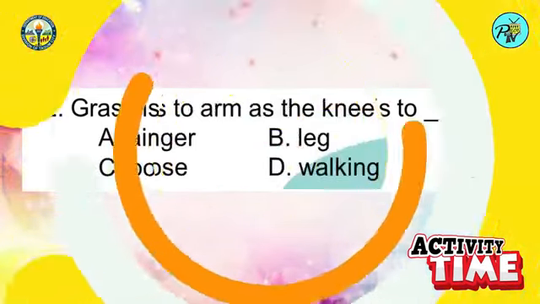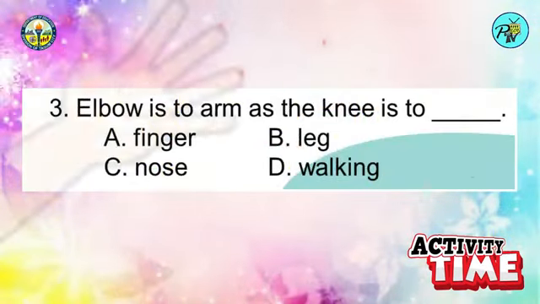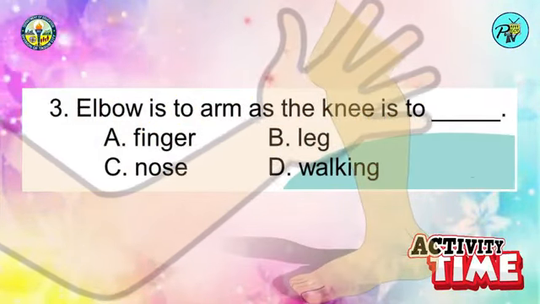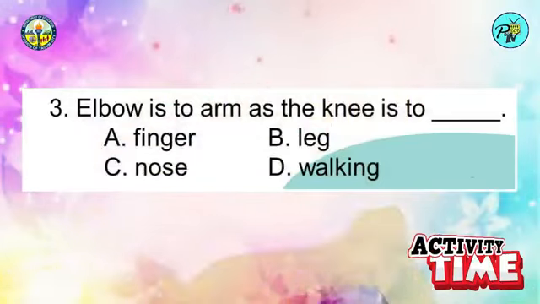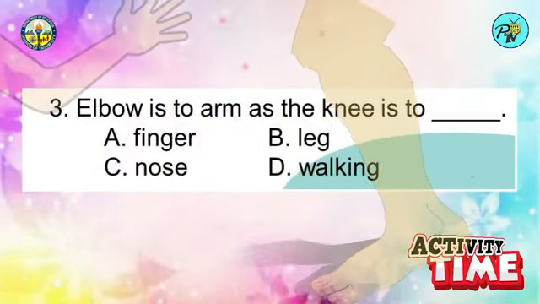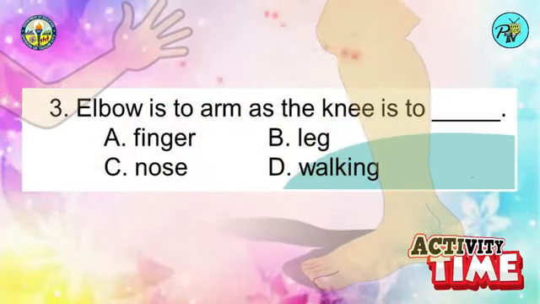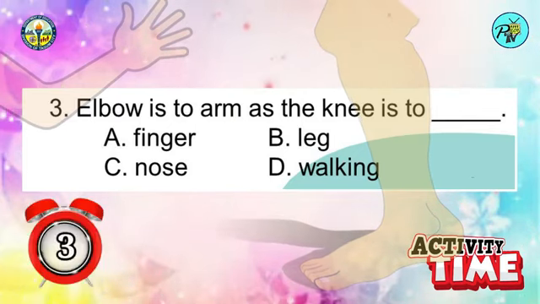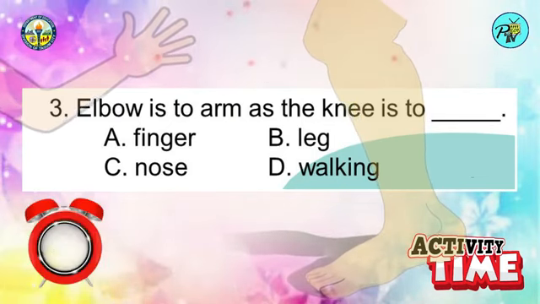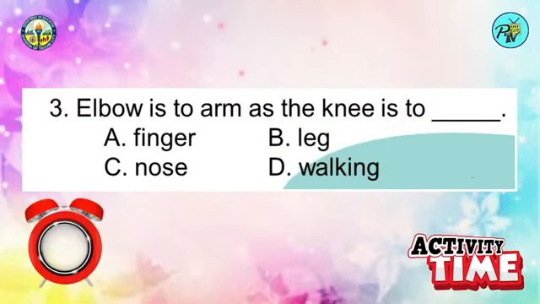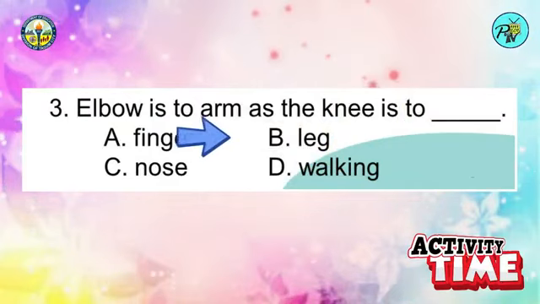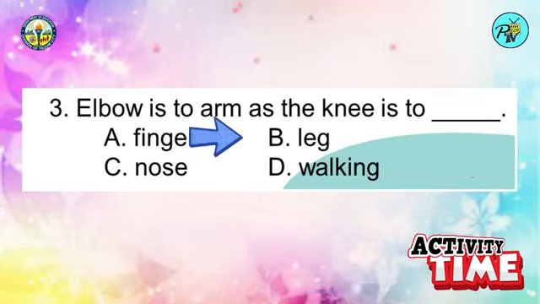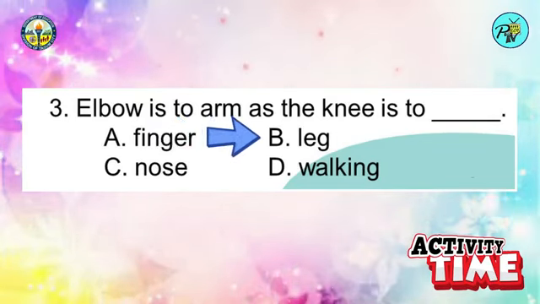Finally, number three. Elbow is to arm, as the knee is to A. Finger, B. Leg, C. Nose, D. Walking. What is your answer? The answer is letter B, leg.